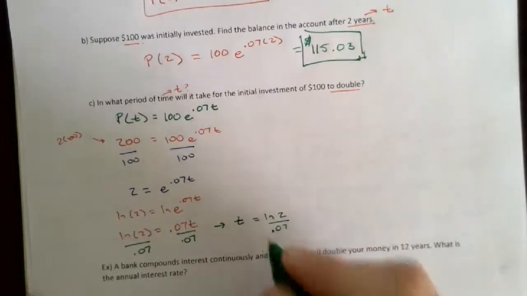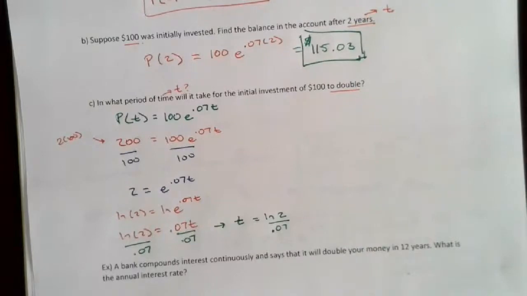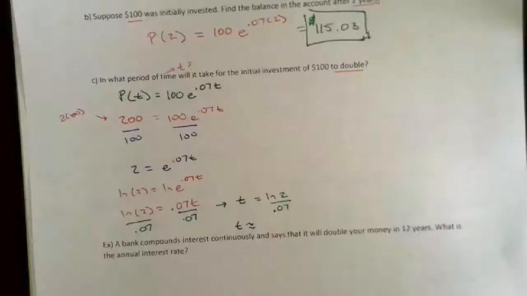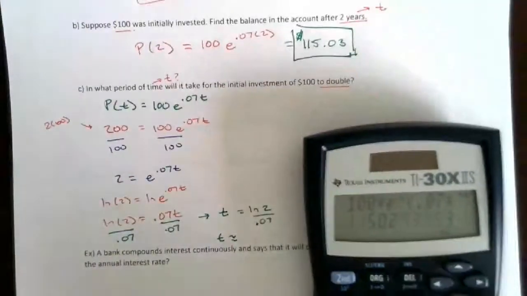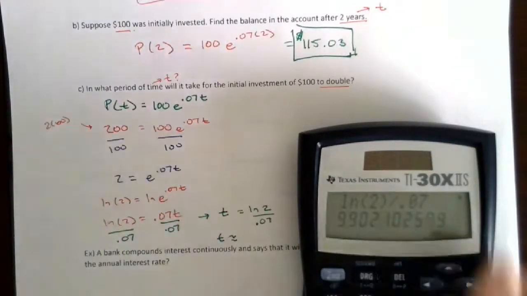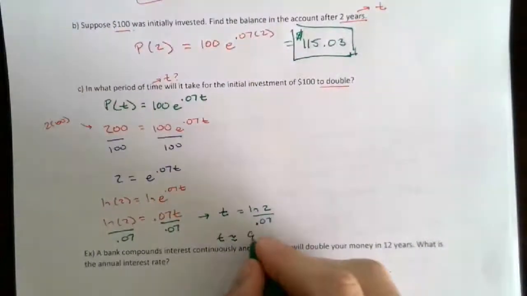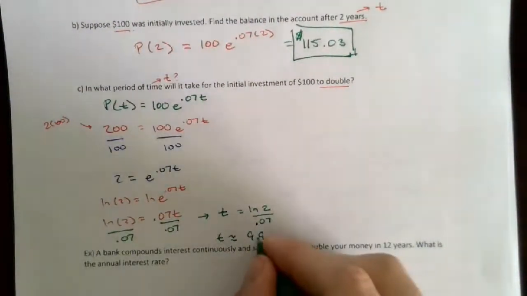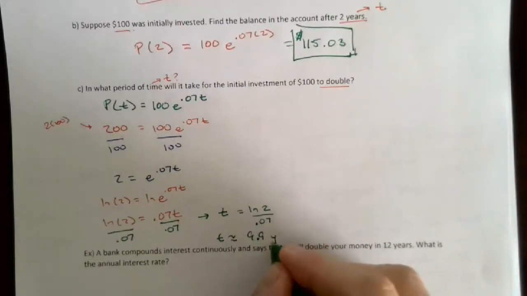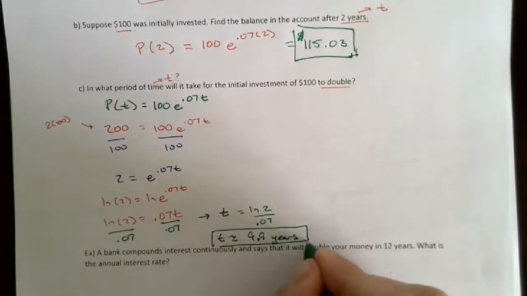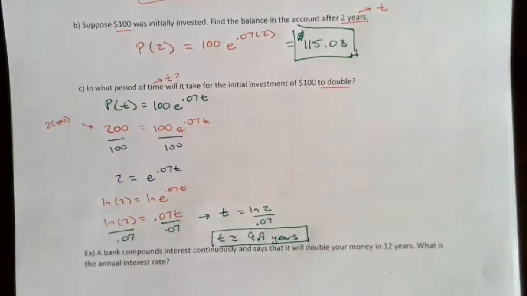Now that's the exact answer. Let's approximate it to the nearest tenth. So t is approximately natural log of 2 divided by 0.07, which is 9.902, so approximately 9.9. Make sure you know what the units are. What are we looking for? Time, and time was in years. So at approximately 9.9 years, the amount in the account will double.